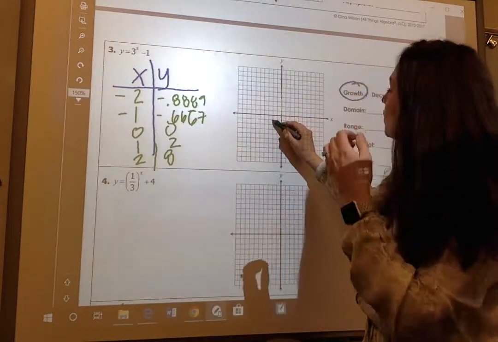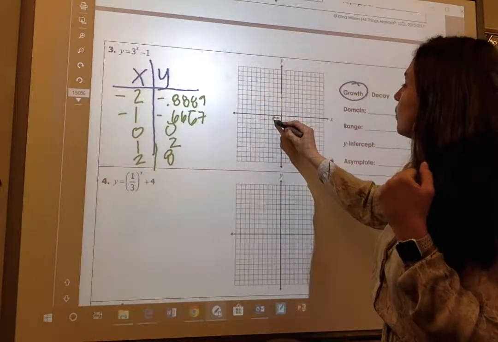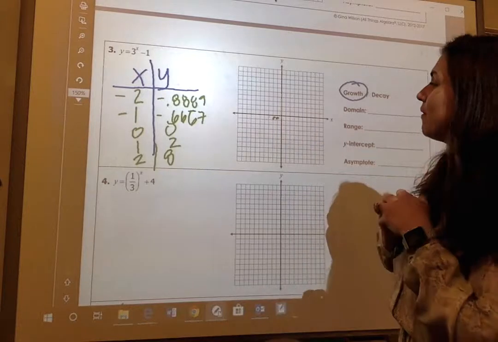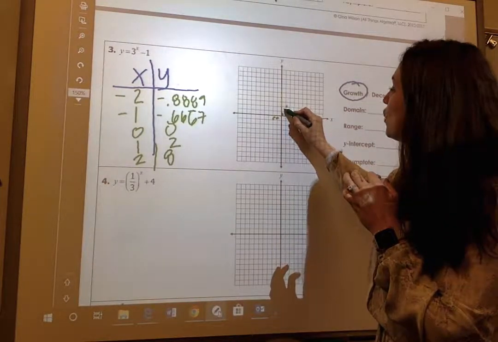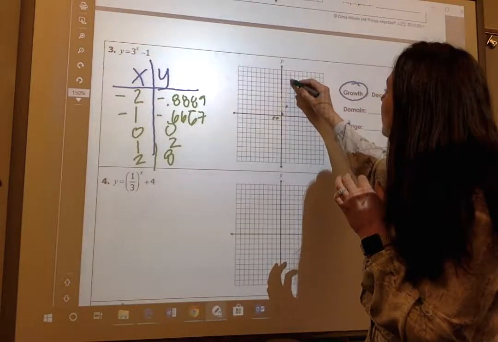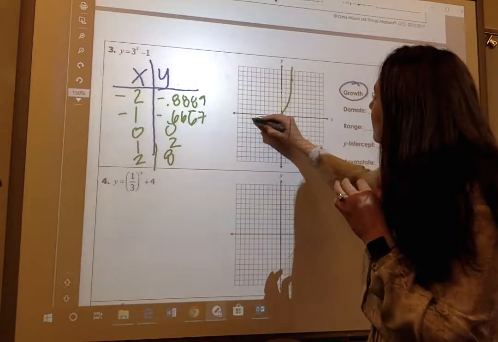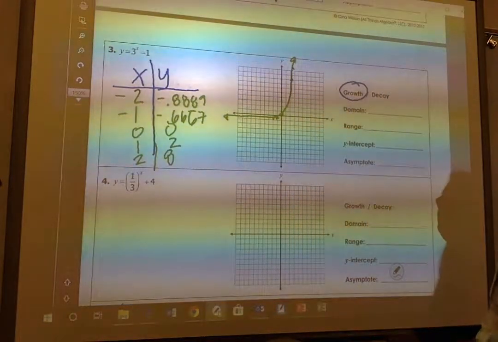So -2, it's coming really, really close to -1, but it's not there. It's coming really, really close at -1, -0.6667, then (0, 0), (1, 2), and then (2, 8), and notice how much it increases. Okay, so when I graph this, it's coming really, really close to -1, but it doesn't touch -1.